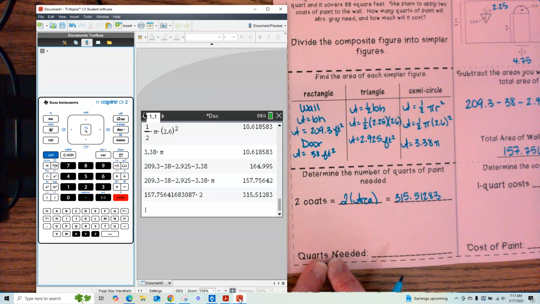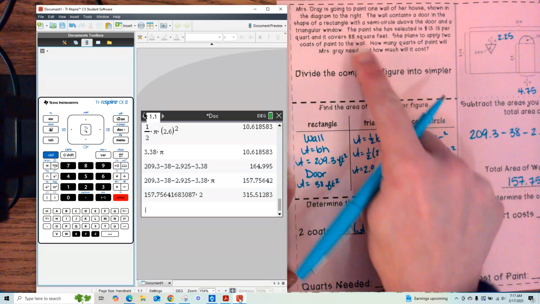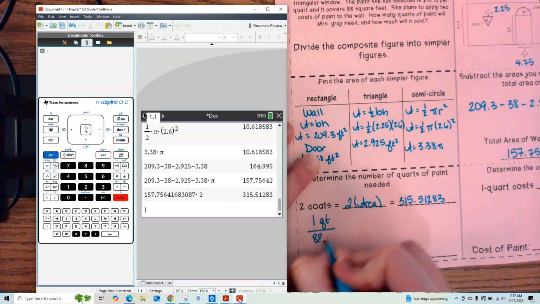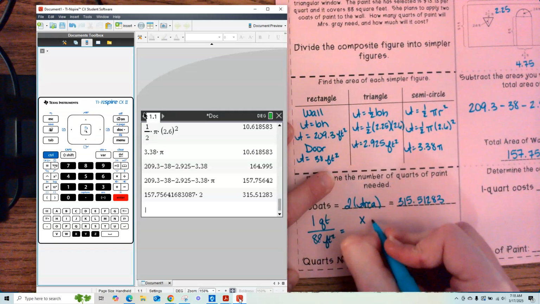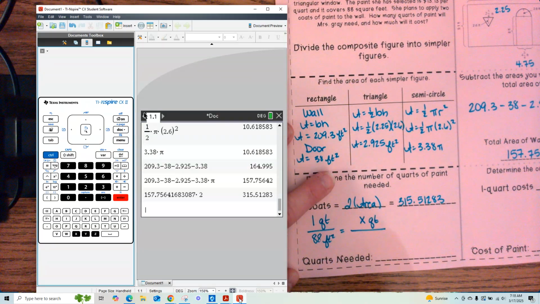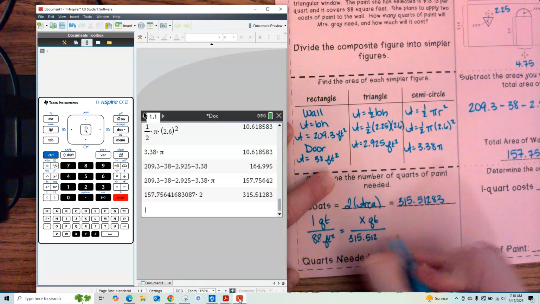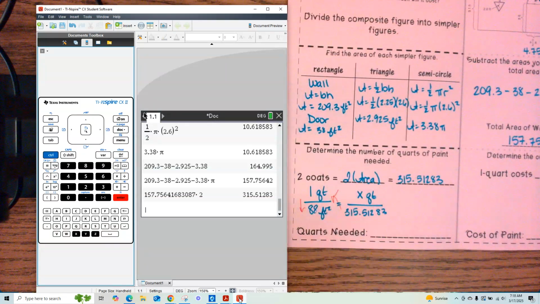I have to determine the number of quarts that I need. So this is the area that I need to cover. But remember, each quart covers 88 square feet. So I can make a proportion. 1 quart covers 88 square feet. I need to know how many quarts that I need. This is tic-tac-toe. And then I know the area that I have to cover. So this is cross multiply and divide.